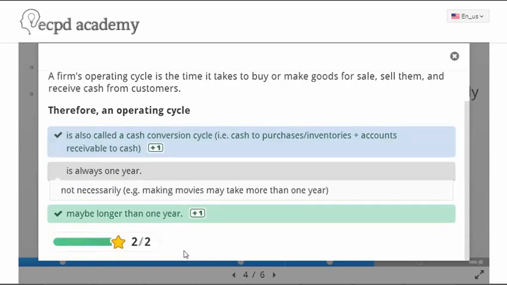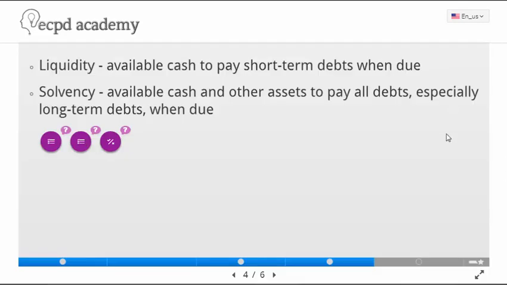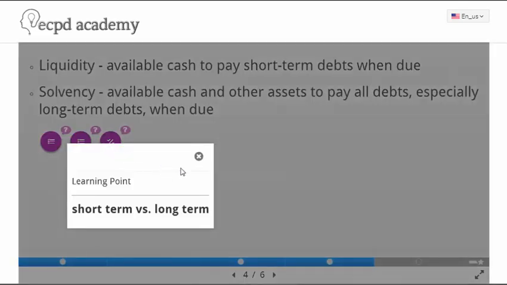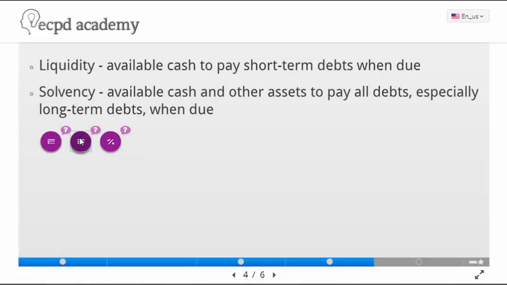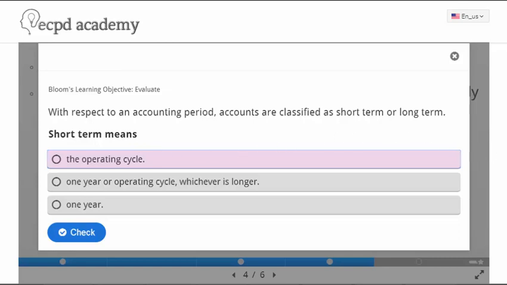Now, let us reveal the answer. So we are right, and an example of a business with operating cycle longer than 1 year is making movies. Now that we know what is an operating cycle, let us find out how short-term versus long-term is defined in accounting.